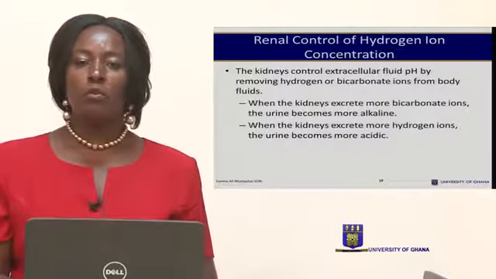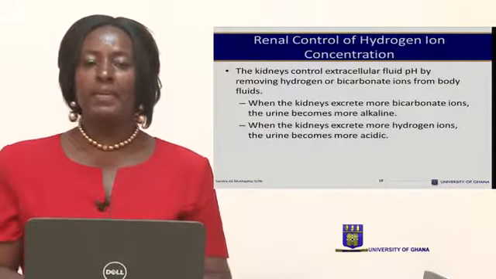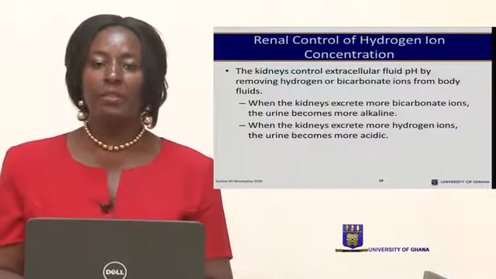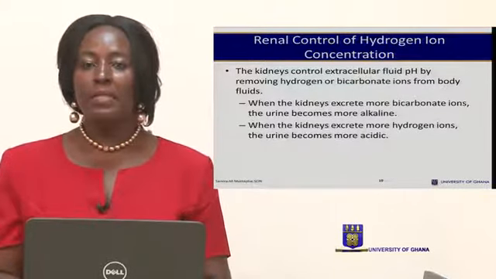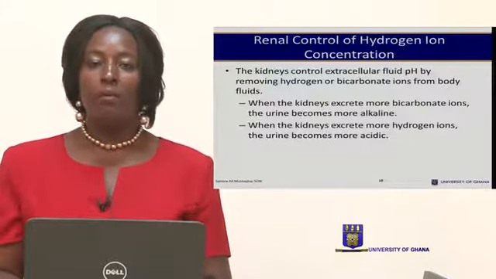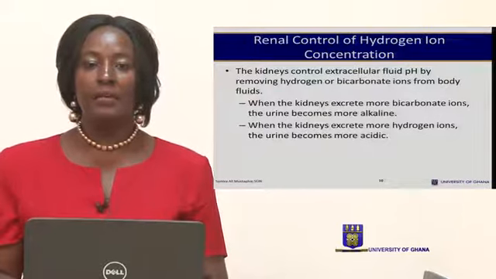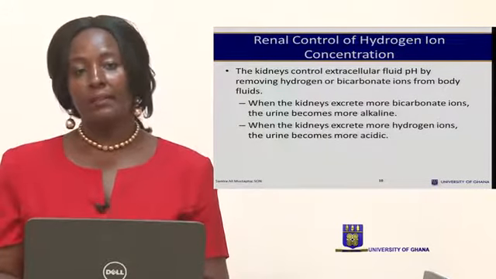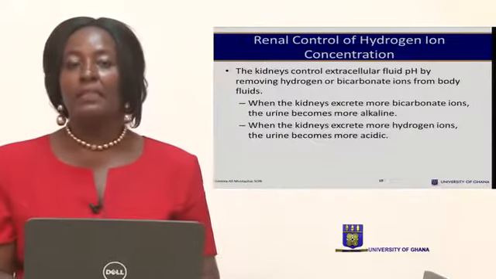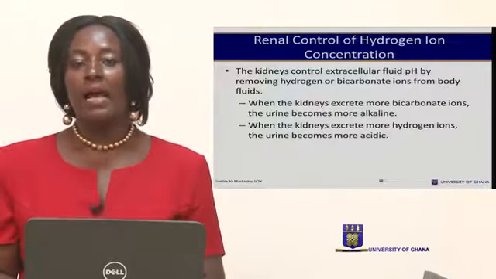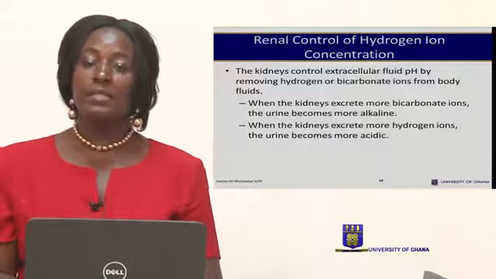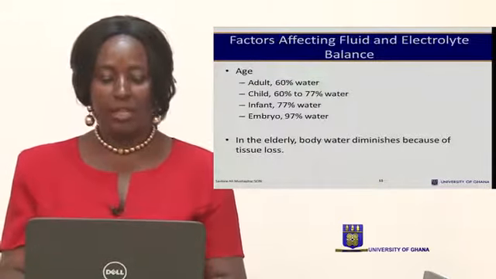The kidney also controls the pH of the extracellular fluid by removing hydrogen and bicarbonate from the body. When the kidneys excrete more bicarbonate, the urine becomes more alkaline. And when the kidneys excrete more hydrogen ion, the urine becomes more acidic. However, in normal situations, the urine is acidic in nature.